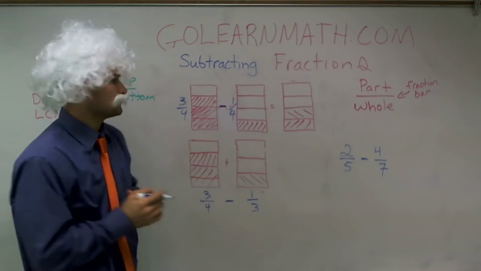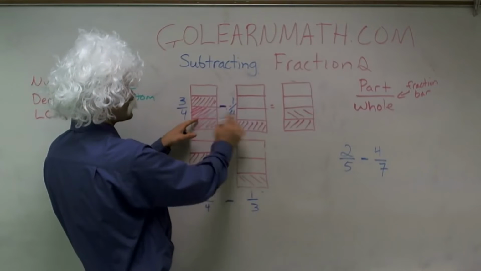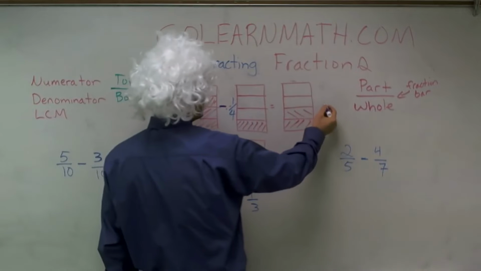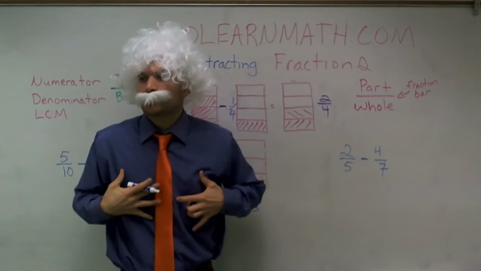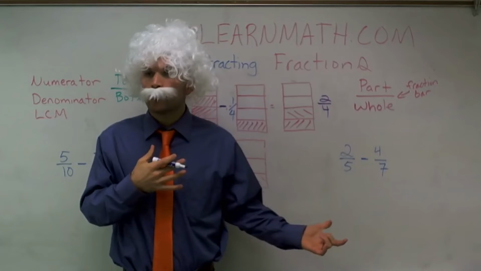How much am I left with? So if I take these 3 sections, subtract 1 more, I'm left with 2/4. So therefore, I'm left with 2 more pieces out of 4 in my candy bar.